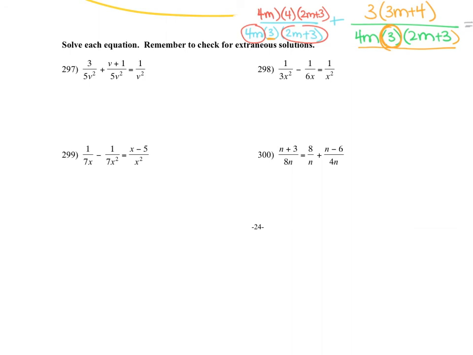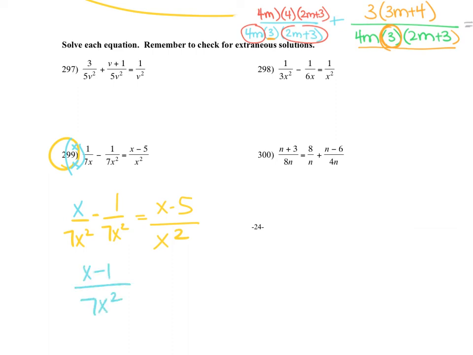So for example, let's take a look at number 299. I'm going to try to make the same denominator, so 7x squared and 7x squared. So multiply this by x over x. If I multiply that by x, then my top becomes an x. This stays the same, equals (x minus 5) over x squared. So now that I have the same denominator on the left side, I can say (x minus 1) all over 7x squared equals (x minus 5) over x squared.